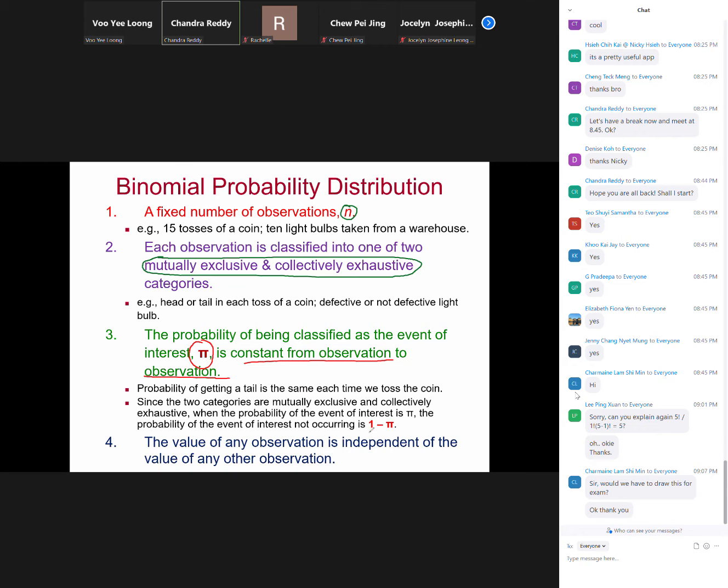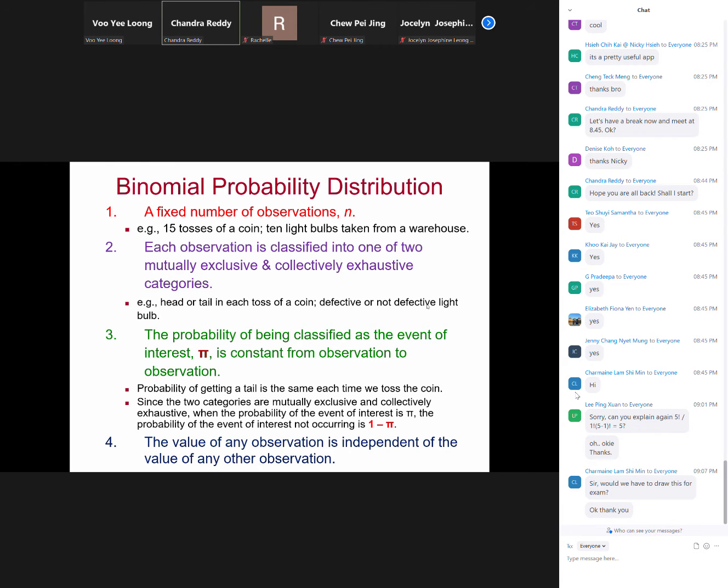And the last one is that the value of any observation is independent of the value of any other observation. So when we are dealing with x, we know the probability of x, and we are writing 0, 1, 2, etc. These probabilities are independent for each observation. All right, so under these conditions, we can apply the binomial probability distribution.